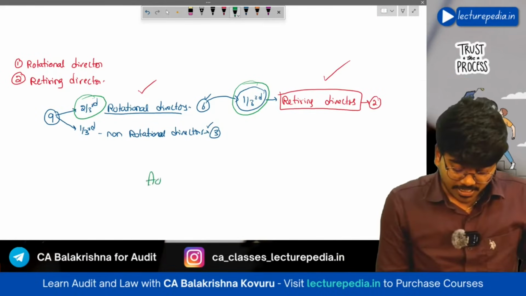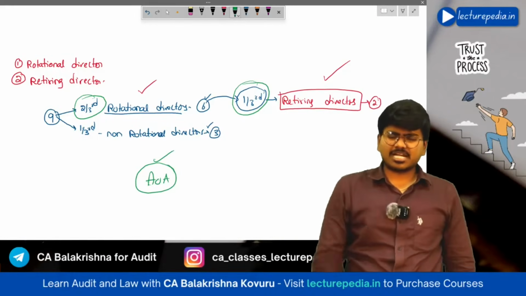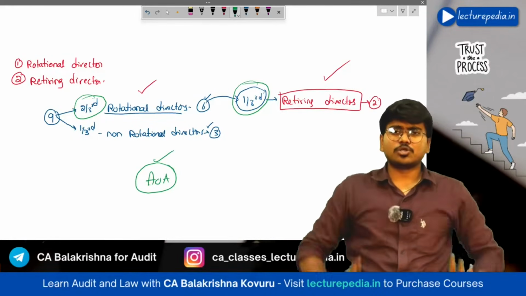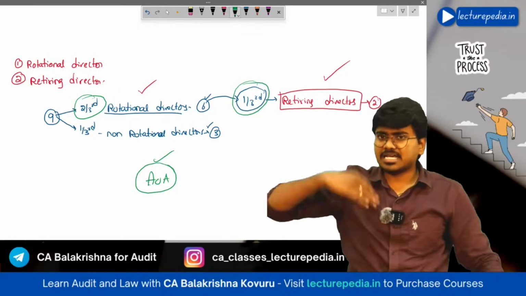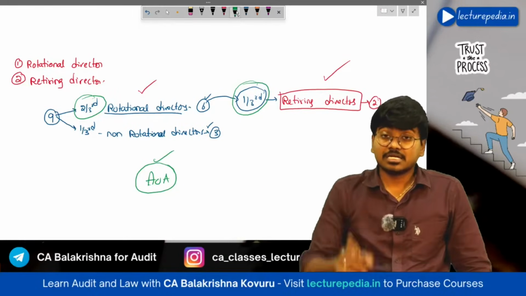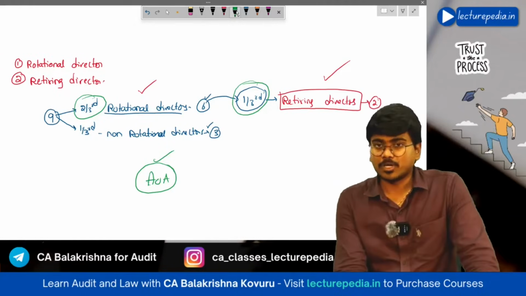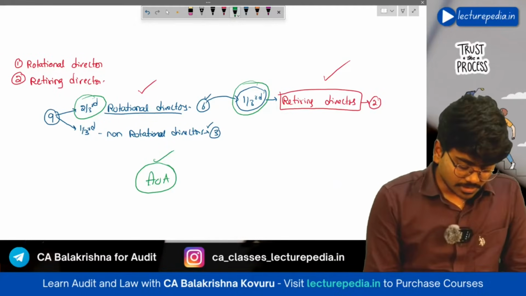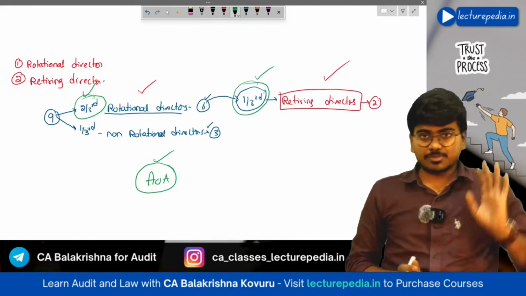The AOA of the company can have a provision stating that in our company all the directors will be rotational directors only, or that all the directors will retire at the upcoming annual general meeting. This type of provision the articles of association can have. The two-third and one-third is the minimum requirement that the act has prescribed.